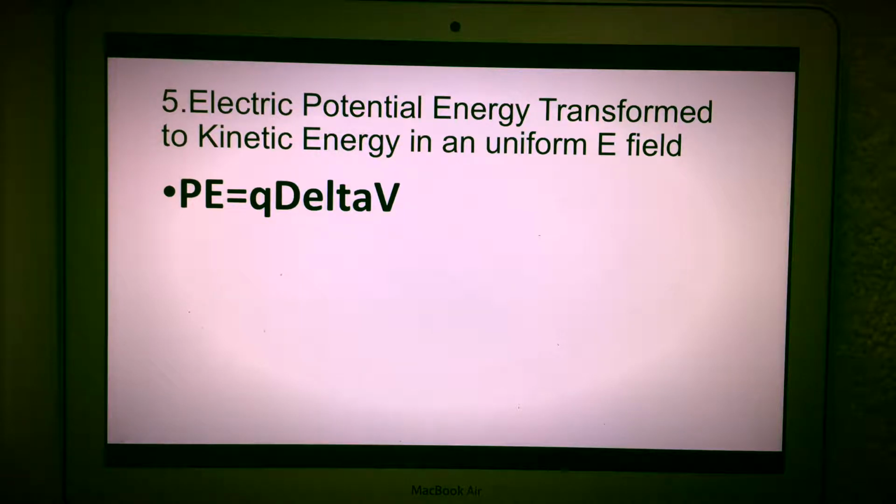Electric potential energy transformed to kinetic energy in a uniform electric field. We all know the energy is conserved. So sometimes potential energy can transfer to kinetic energy, and the equation is potential energy equals Q times delta V. Q is the charge, and delta V is the change in potential.